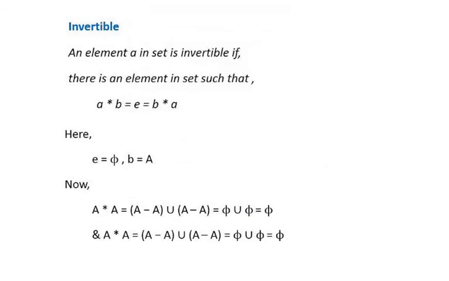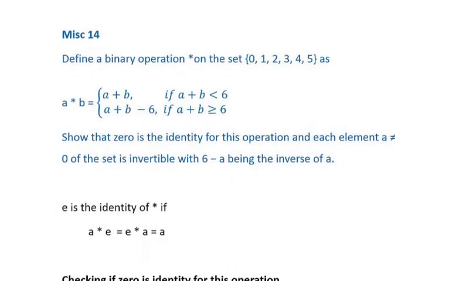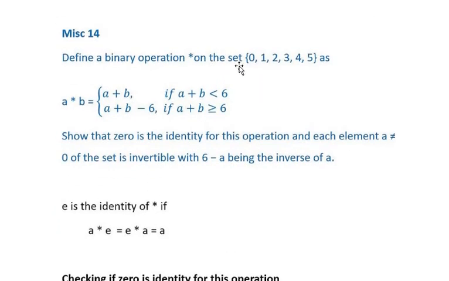Now next part. Okay, now next question is define a binary operation star on the set 0, 1, 2, 3, 4, 5. And they have defined it as A star B equals to A plus B if A plus B is less than 6. If the addition is less than 6, then we are defining by A plus B, and if the addition is greater than or equals to 6, then A plus B minus 6. Show that 0 is the identity for this operation, and each element A, which is not 0 of the set, is invertible with 6 minus A being the inverse of A.